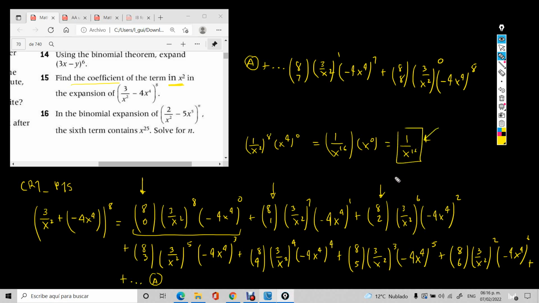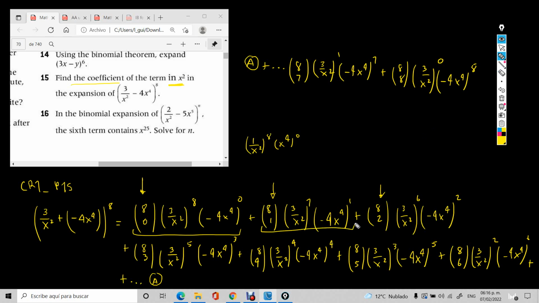This is the variable part, and it's going to be accompanied by some coefficient at the front in here. I don't know, it could be a 16, 100, whatever you get out of the multiplication of this times 3 to the 8 times minus 4 to the 0. That's going to be the numerical coefficient here that multiplies 1 over x to the 16. But you see, we only cared about this in the rectangle. So let's do it for the next.